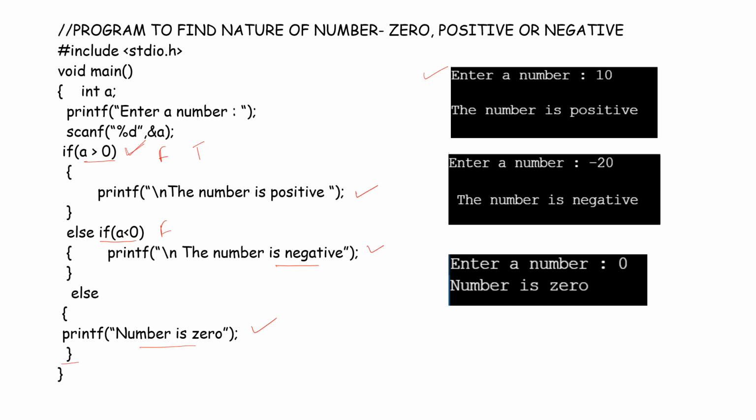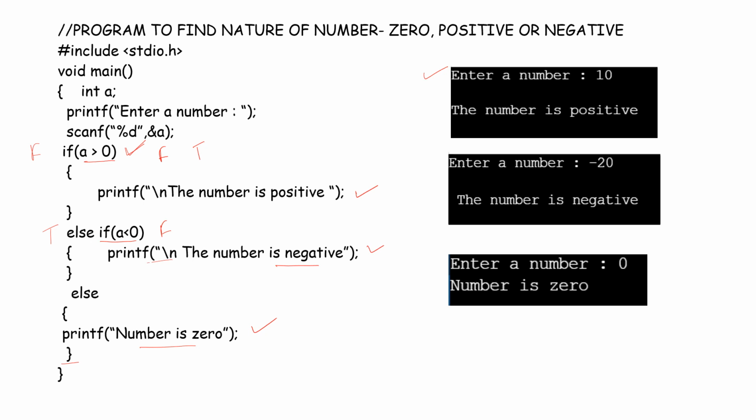Take one more output. Ask the user to enter a number. If the user enters minus 20, a is greater than 0 is false. This is true, so you print this statement. However, you do not print this statement. You come to the end of the program.